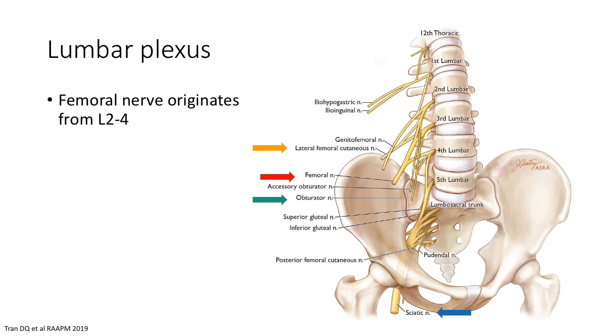Here we have an image of the lumbar plexus. The femoral nerve, highlighted with the red arrow, is the main nerve innervating the anterior thigh. It originates from L2, 3, and 4 and is the largest component of the lumbar plexus. The lateral femoral cutaneous nerve, highlighted in orange, innervates the skin of the lateral thigh, whereas the obturator nerve, highlighted in green, innervates the medial thigh. The sciatic nerve, with the blue arrow, innervates the posterior thigh and originates from the sacral plexus. The femoral nerve travels through the psoas muscle and exits as it crosses under the inguinal ligament.